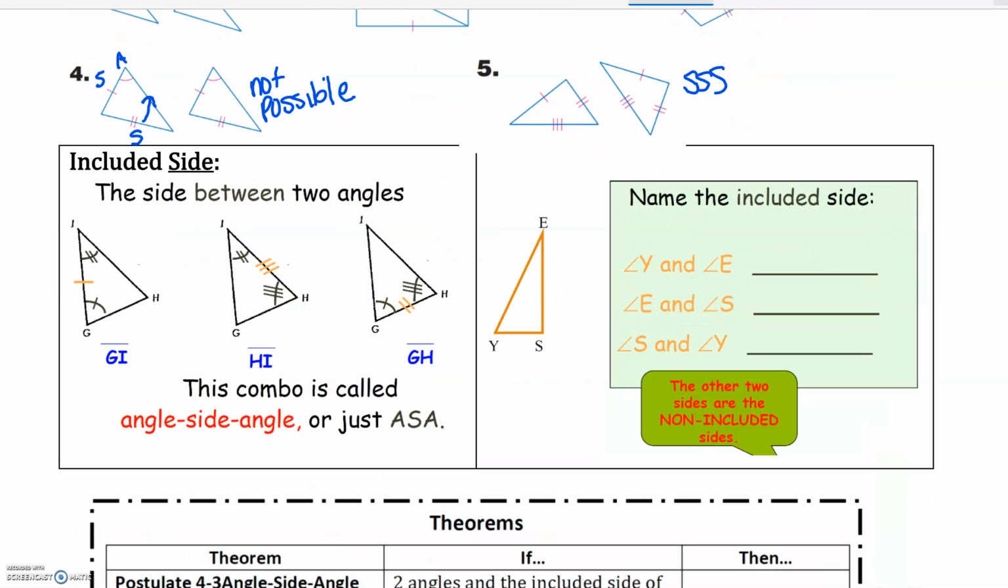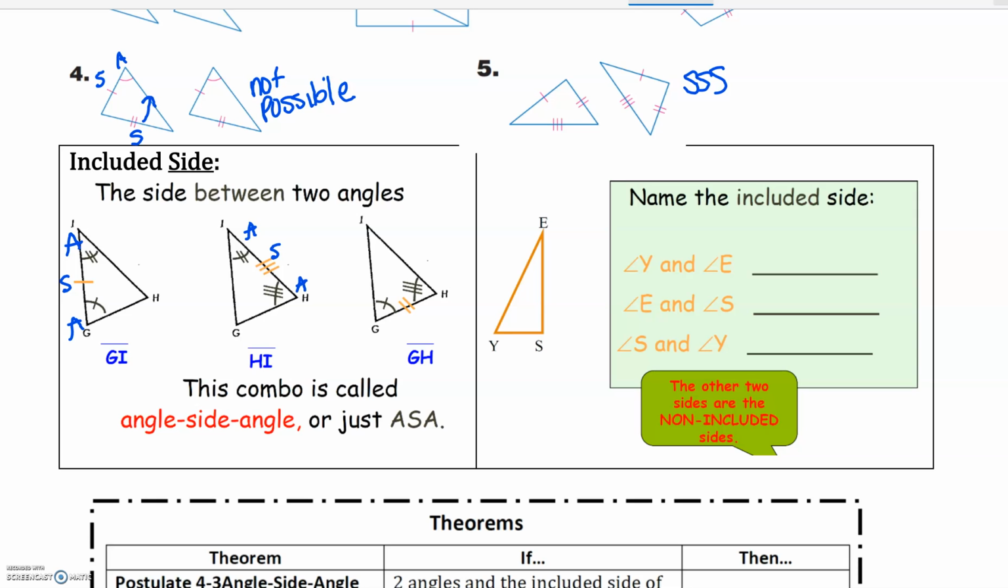So let's talk about an included side now versus an included angle. It's a side that's between 2 angles. So we can see here this side and then the angles that are on either side touching that. So it's directly one right after the other. There's no angle or side between. So it's an angle, then the side, then an angle.